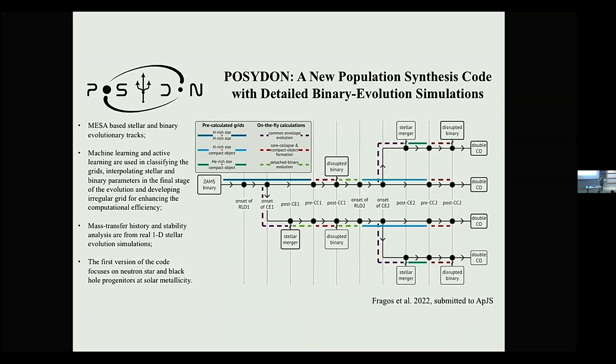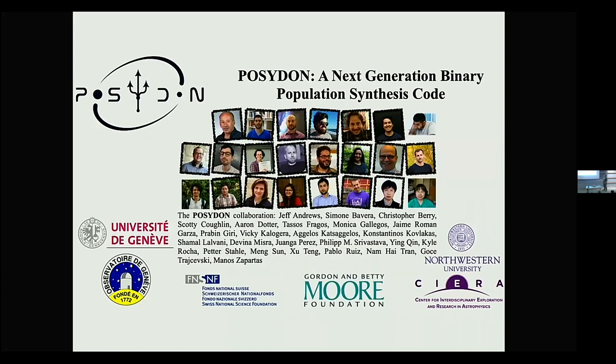But maybe because Parbolo is here, in the next version of Poseidon we will implement a more advanced treatment of common envelope events. We'll just keep improving that. Could you please go back to the collaborators slide? I'm just trying to announce our collaborators.